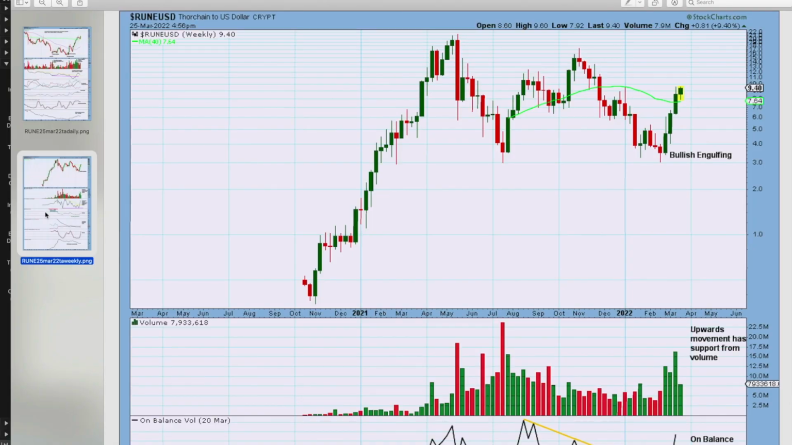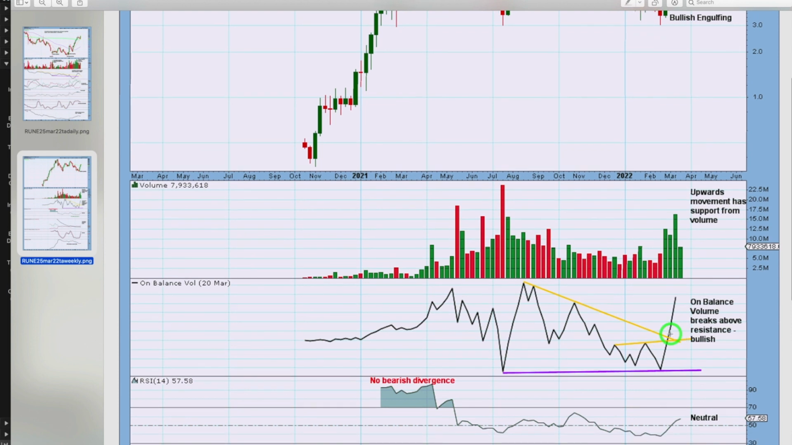Okay, real quick, some classic analysis for THORChain. At the weekly chart level, we've got a bullish engulfing candlestick pattern off this low. This low is slightly below this low. So here's the low, and there's a strong bullish candlestick pattern, and it has support from volume. So that's really good to see. That indicates that this low is more likely, or somewhat likely, to be sustainable.